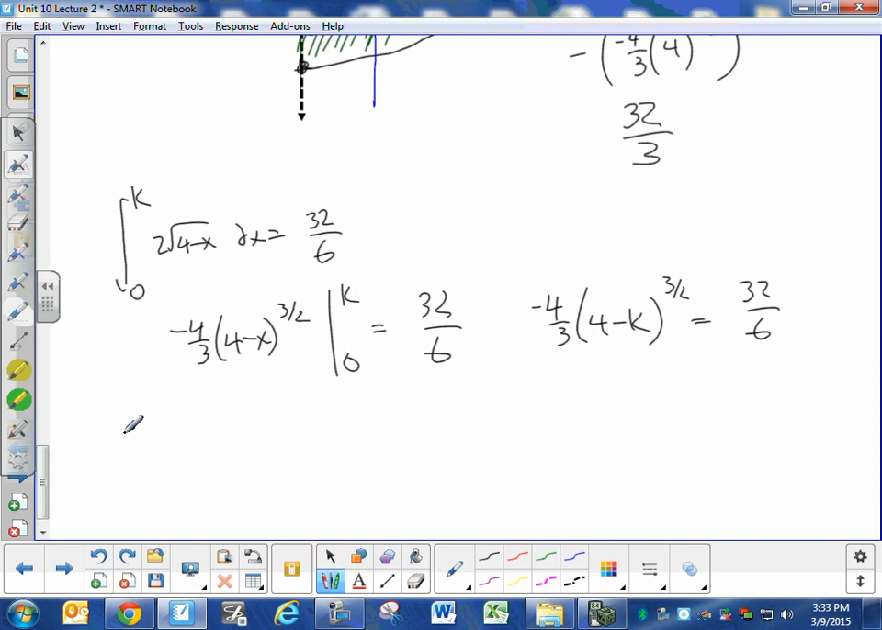Let me make sure this antiderivative is correct. It's u equals 4 minus x. du is equal to negative 1 dx. dx is equal to negative du. So it's u to the 1/2. The antiderivative is u to the 3/2 times 2/3 times that negative 1 times that 2, so that's negative 4/3, 4 minus x to the 3/2.